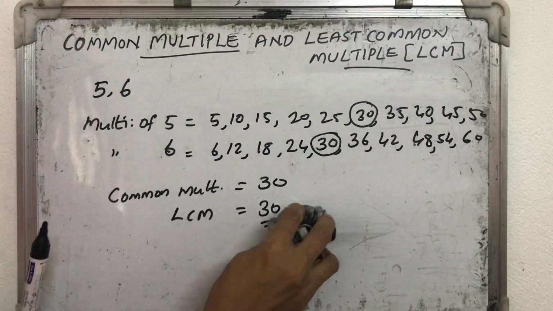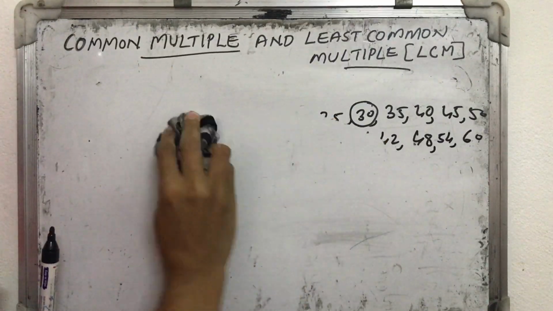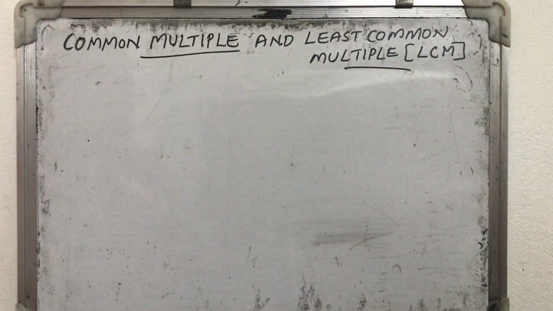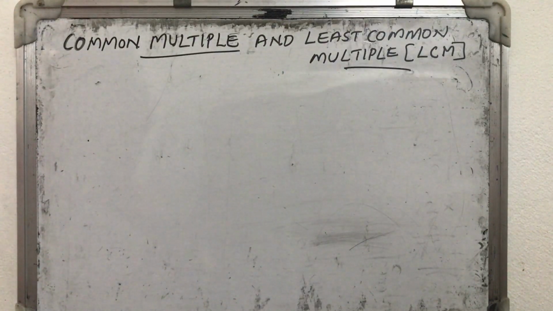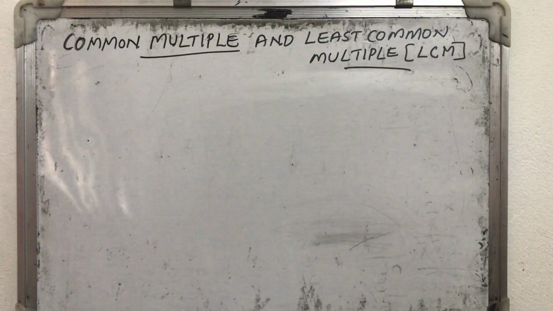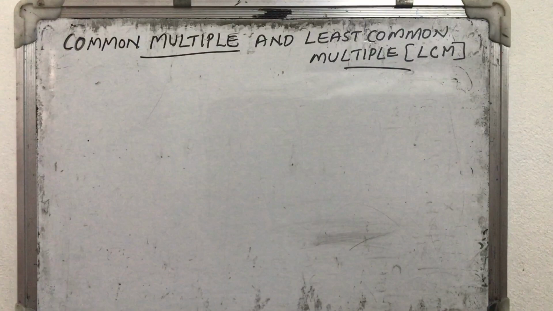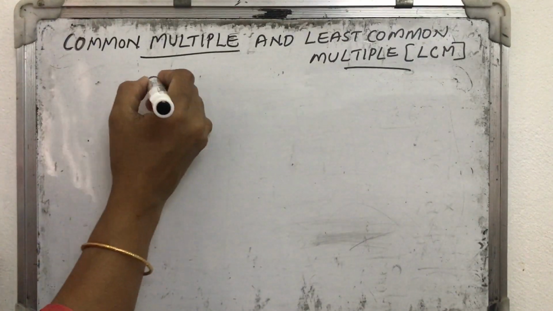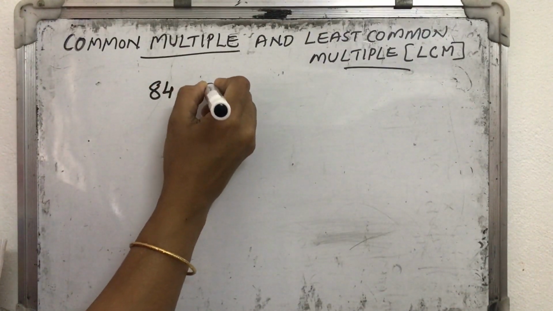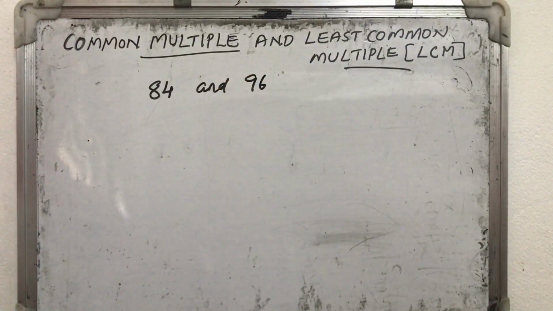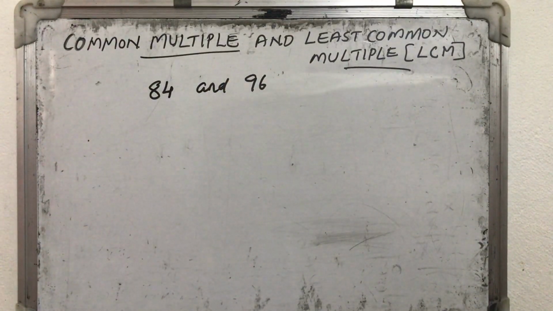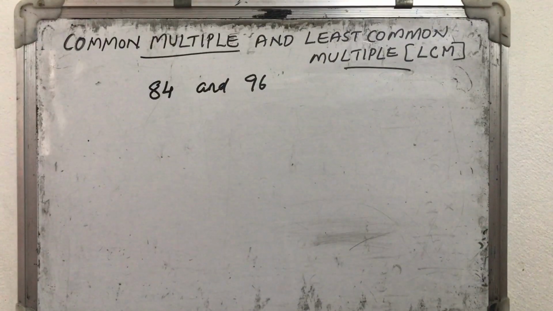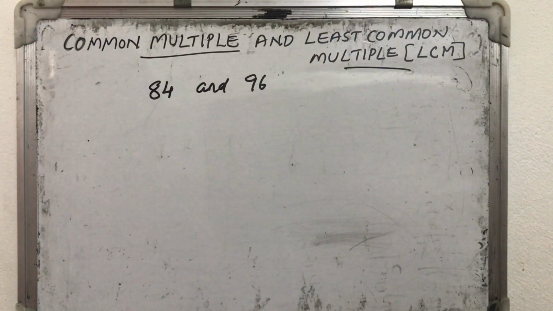Now just like HCF, we can find LCM using another method also. One method we discussed in the case of HCF is the prime factorization method. Using the prime factorization method we can find the LCM of numbers. Suppose we want to find the LCM of 84 and 96 using the prime factorization method. If the method is specified, then we want to use that method itself. How can we find the LCM of 84 and 96 using prime factorization?